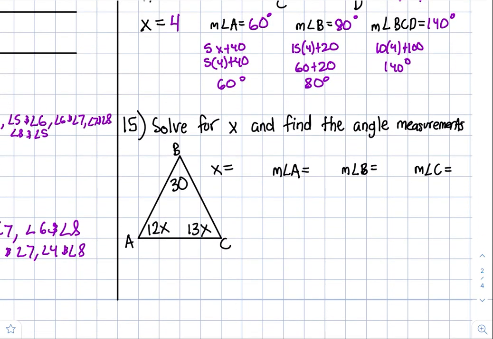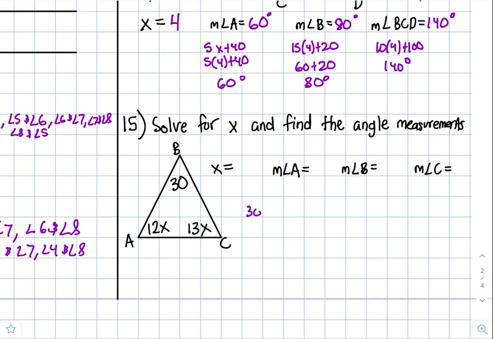All right, 15. So, this is a triangle. You know the interior angles of a triangle add up to 180. That's the triangle sum theorem. So, 30 plus 12x plus 13x is equal to 180. Combine like terms, so 30 plus 25x equals 180. Subtract 30 from both sides, and divide both sides by 25. So x is equal to 6.